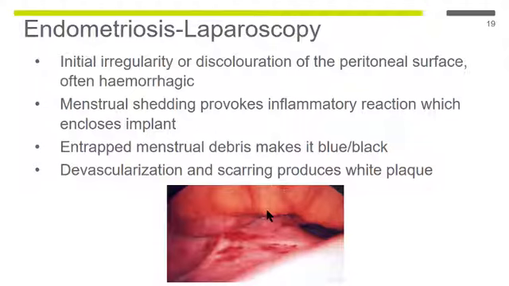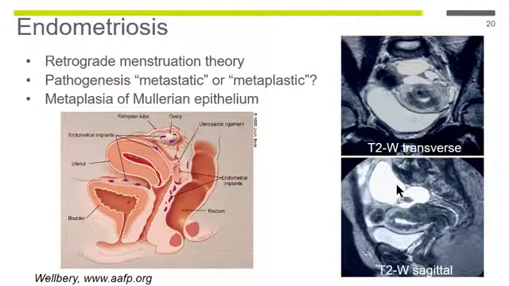Endometriosis is a very common reason for an inflammatory mass. Basically, patients get this irregular discoloration that's recognized at laparoscopy because you've got menstrual shedding with an inflammatory reaction that's spread throughout the peritoneal cavity. You've got entrapped debris that make it this blue-black appearance, and over time it becomes devascularized and scarred, leaving you with a white plaque.